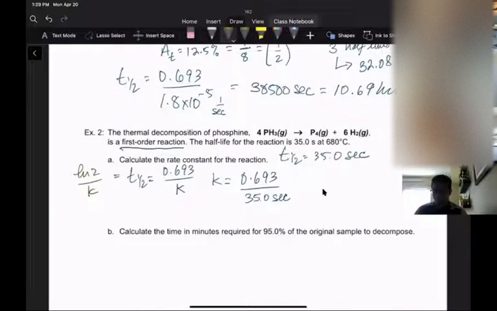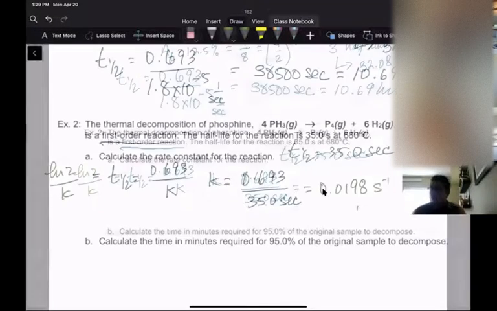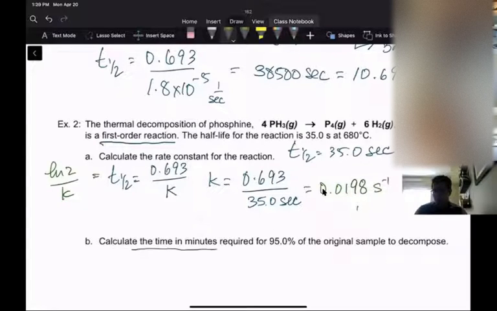Just numerically, it's more digits, right? If you put log of 2, you're going to get more digits in there. But 3 is enough. Yeah, we can leave the rate constant in seconds. That's fine. So calculate the time in minutes. So how many minutes for 95% to decompose? So that means that A at time t is what?